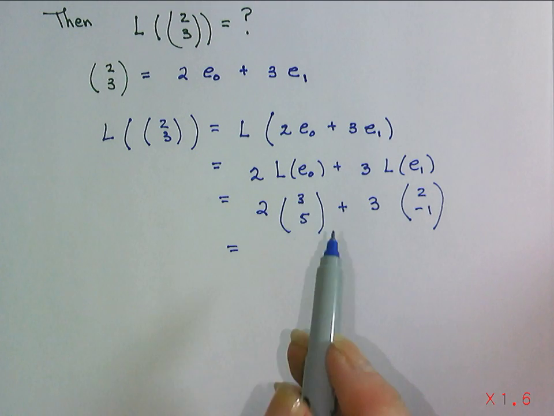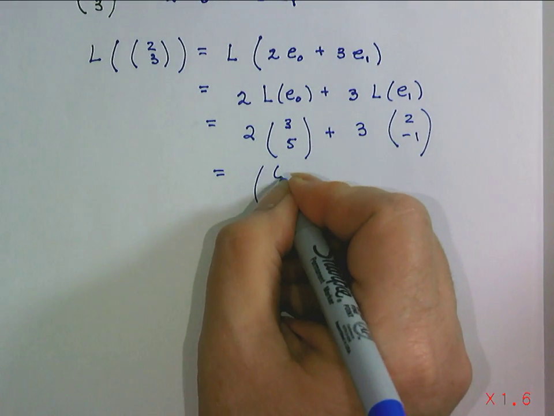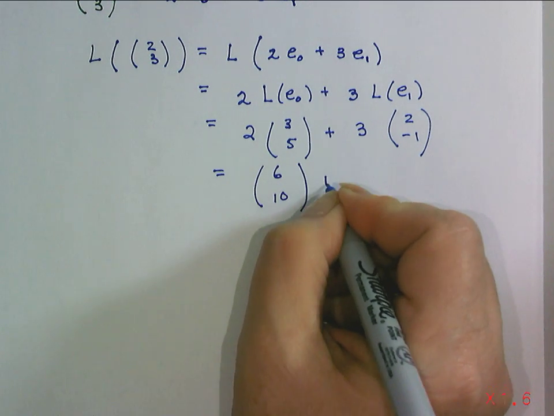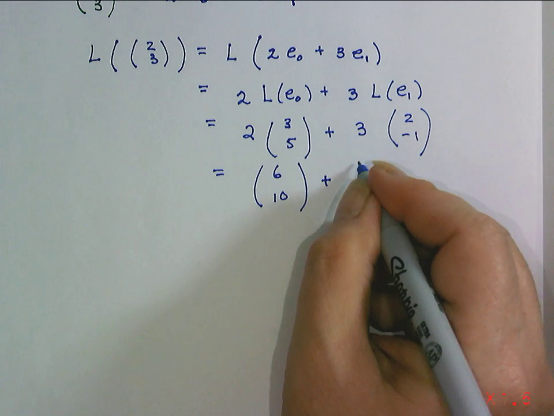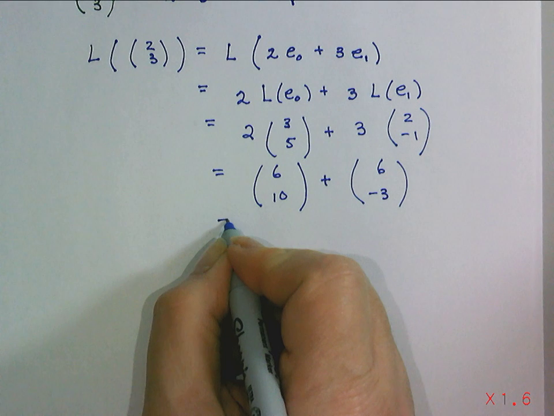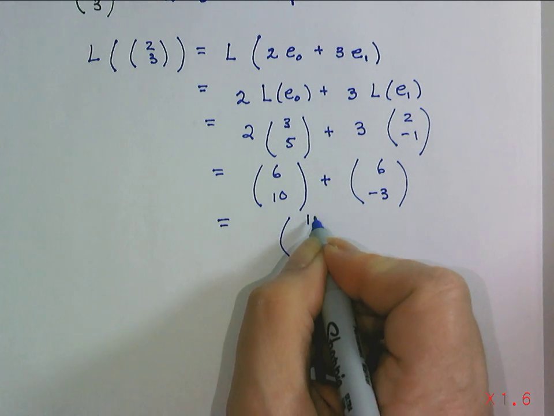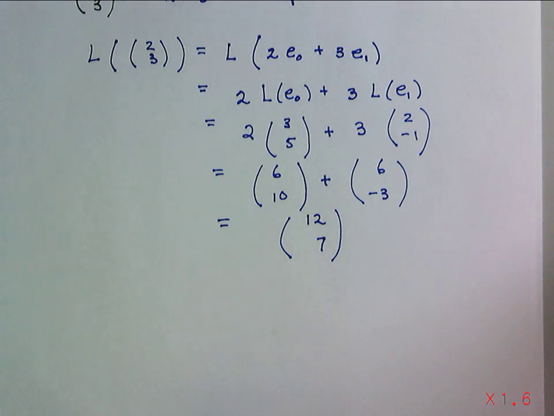2 times the vector (3, 5) is the vector (6, 10), and I want to add to it 3 times the vector (2, -1), which will have components (6, -3). When I add these two vectors, I get the vector (12, 7), if I did my arithmetic correctly.